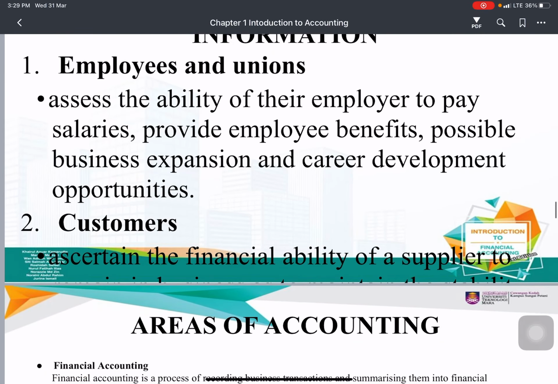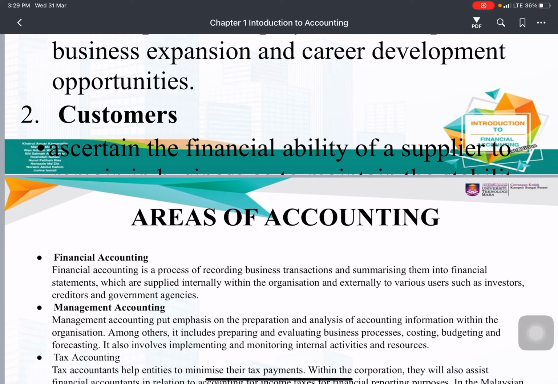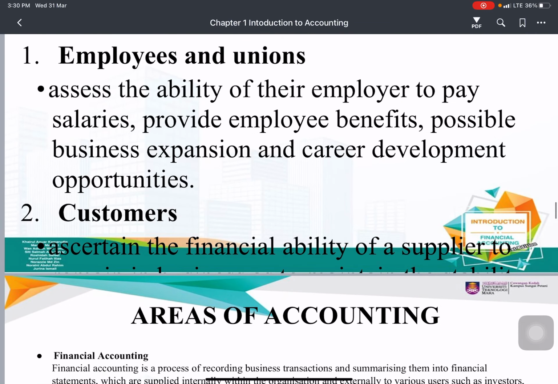All right, next we move on to the customers. The customers also would like to ascertain the financial ability of the suppliers. So I can simply explain it like this: if customers would like to purchase a product, of course they would like to see it come from an established company. It means that the financial statement is good and so on.